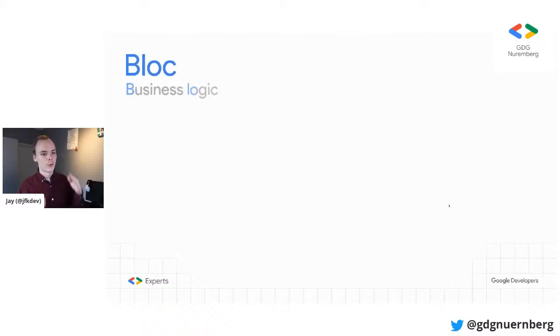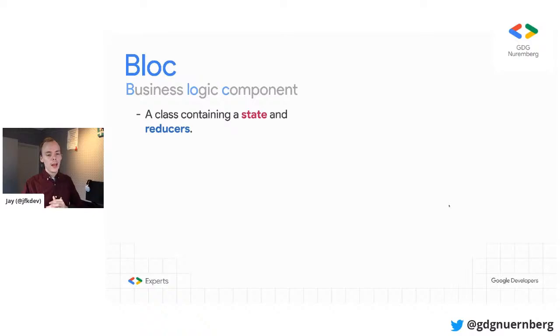So the first thing that you might wonder is what does it stand for? Business logic component, clever naming. And Blocs very much follow the pattern that we just described. So a Bloc is a class containing a state and the reducers that allow you to do something with that state. In a sense, it's nothing more than just a class, right? And it contains some variable, right? And it has some functions that can emit new states.